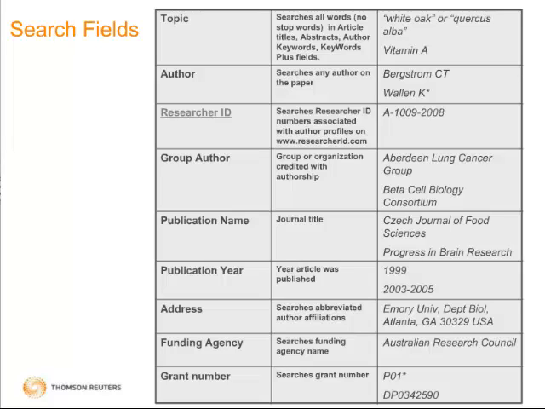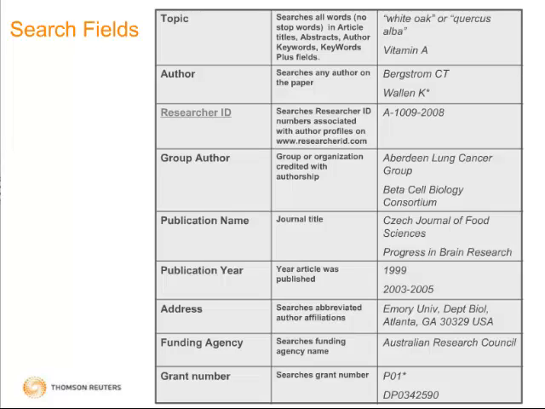Group Author searches the group or organization that was credited with authorship. For example, the Aberdeen Lung Cancer Group or the Beta Cell Biology Consortium. Publication Name searches the name of the journal where the article was originally published. The Publication Year field searches the year the document was published. The Publication Year field may be searched as an individual year or a range of years. Year ranges entered must be 10 years or less.